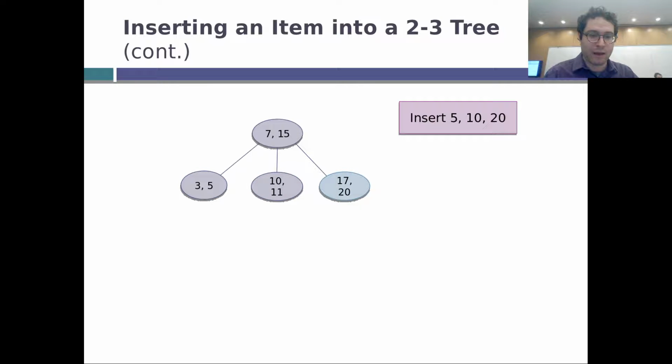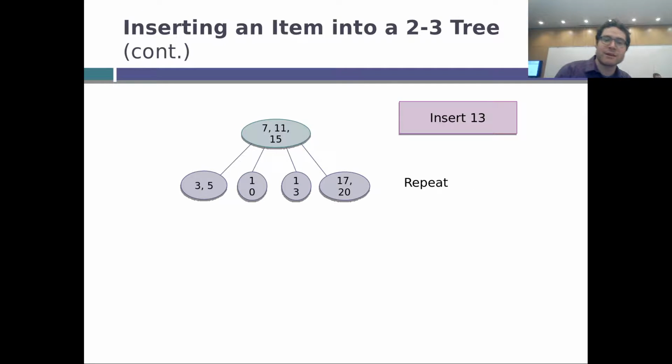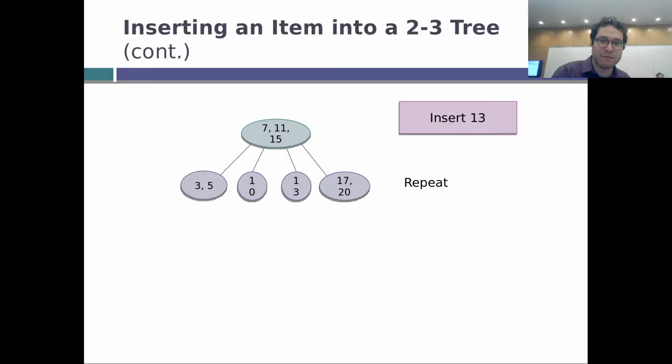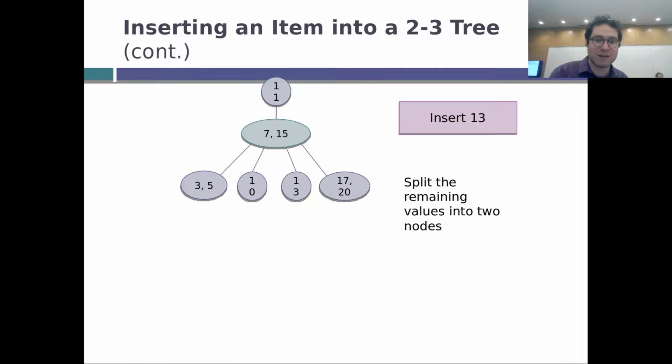And this is where it will get interesting. Once we insert 13, what do we have to do? Kick it up. But then you have to do it again. So we kick it up to there. That won't work, right? So we just pretend that it will. And then we have to kick up the middle value again, and then split the remaining values into 2 nodes.